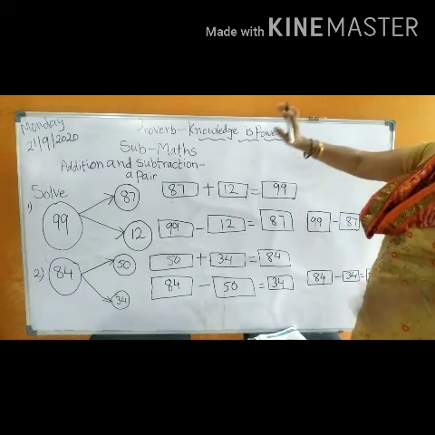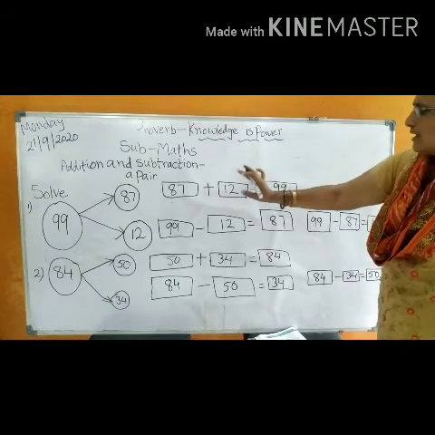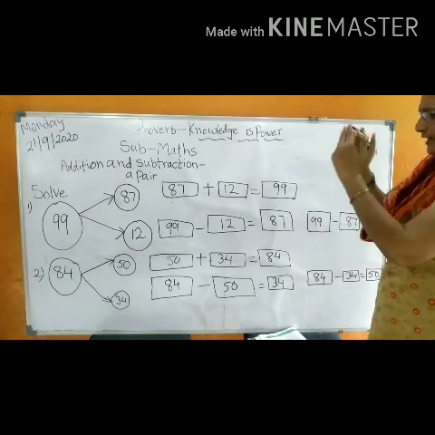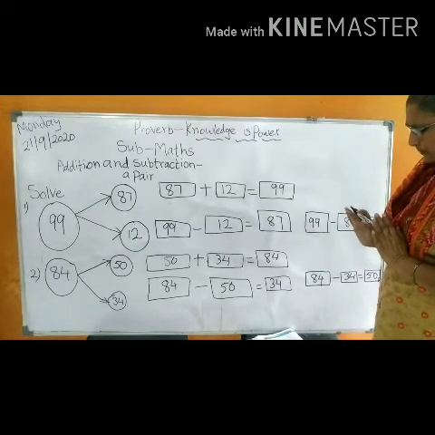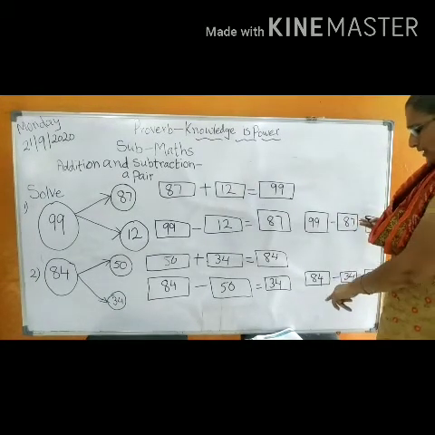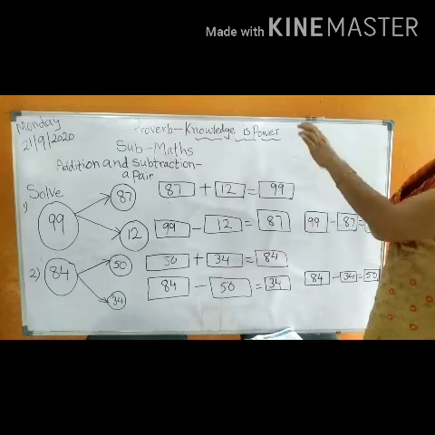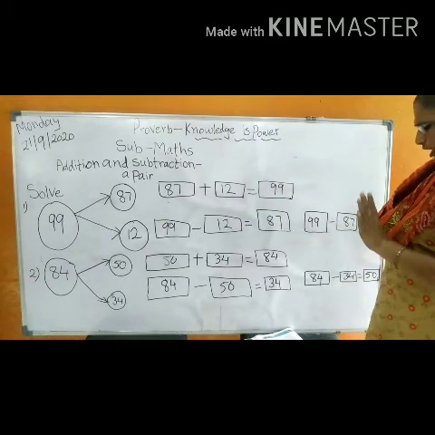You have to form addition and subtraction as a pair, and then do the subtraction and addition. Did you understand, all of you? More sums are there in the textbook also. I'll put some more sums that you do yourself. Understood?